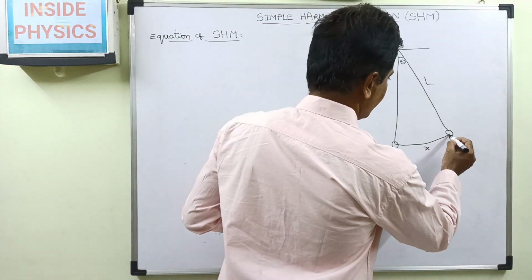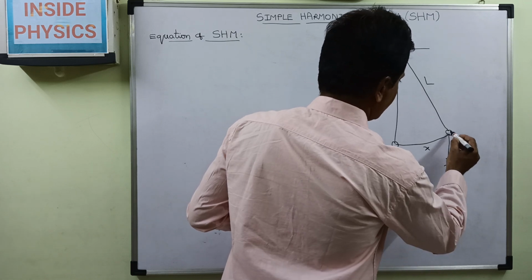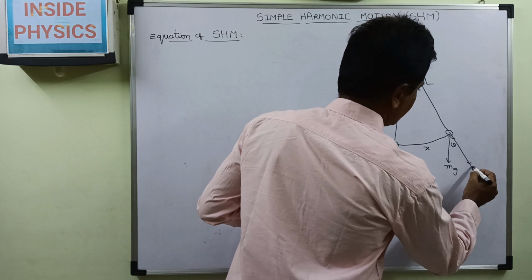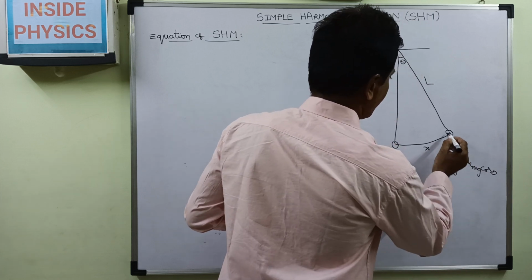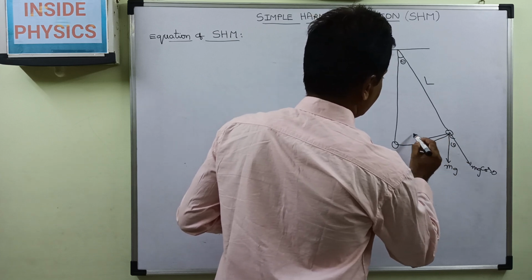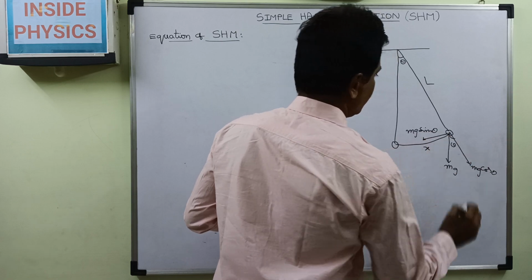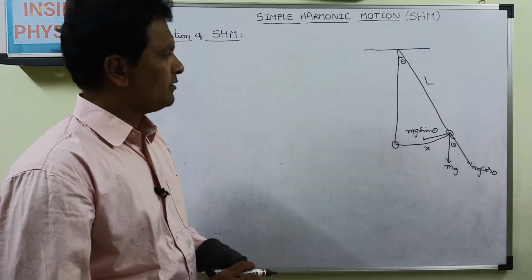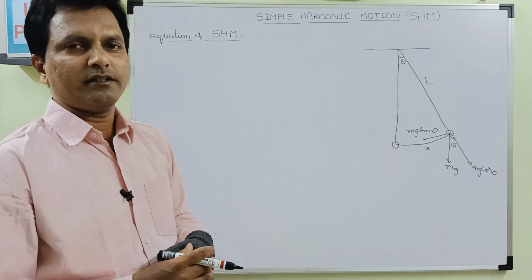The weight will be acting downwards. So this is the component theta, this is mg cos theta, and this will be mg sin theta. So this tangential component mg sin theta will be the restoring force for the simple pendulum to oscillate. Okay.